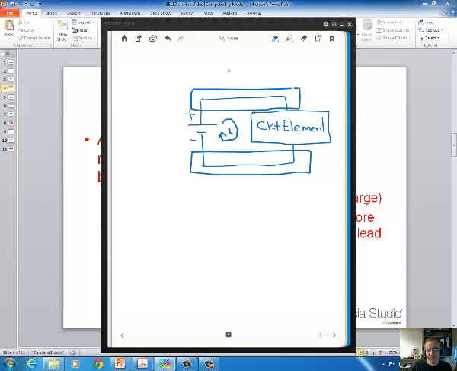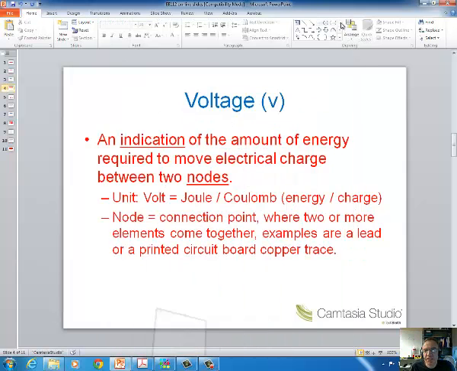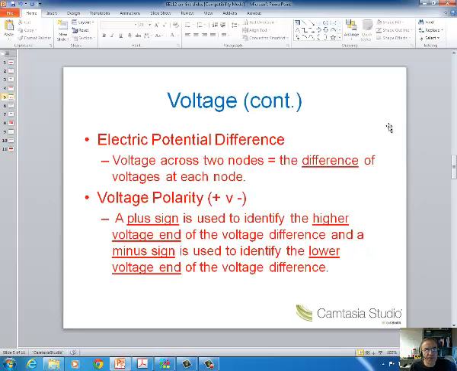Now, voltage is also referred to as electric potential difference because the voltage across any two nodes in a circuit is always the difference of the voltage on each node. And I'll give an example here coming up shortly.